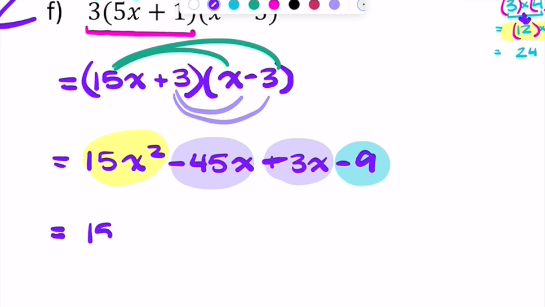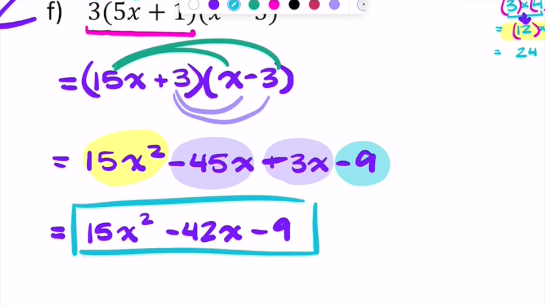Standard form suggests that my 15x squared goes first. My negative 45x and positive 3x result in a negative 42x. And the negative 9 is on its lonesome there, nothing to collect with. But this is, in fact, my final answer.